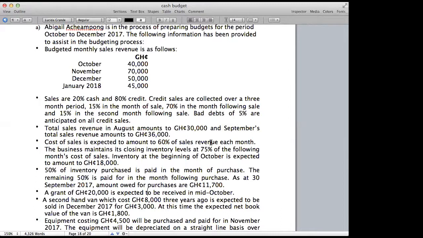Grant is other receipt because grant is not in the form of cash sales, not cash from customers. Your customers do not give you grants. So that is it. It will be other receipt.